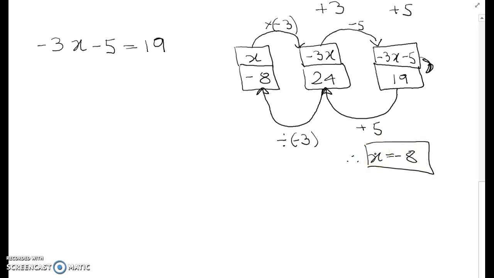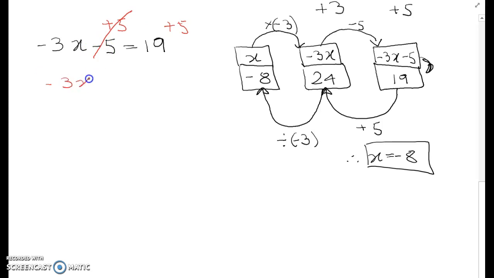Let's try to solve it here. So negative 3x take away 5 is equal to 19. Looking at the flowchart, we know that negative 5 was the last operation that has happened to x. So what we're going to do, we're going to try to get rid of negative 5 by plus 5. Plus 5. Our try was really good because negative 5 plus 5, it's gone. We got rid of that.